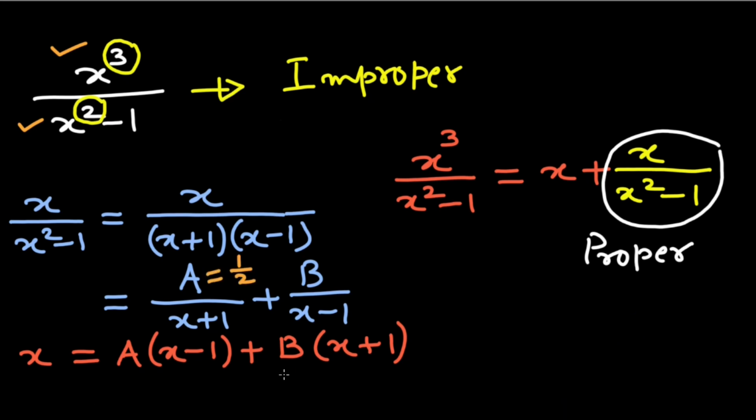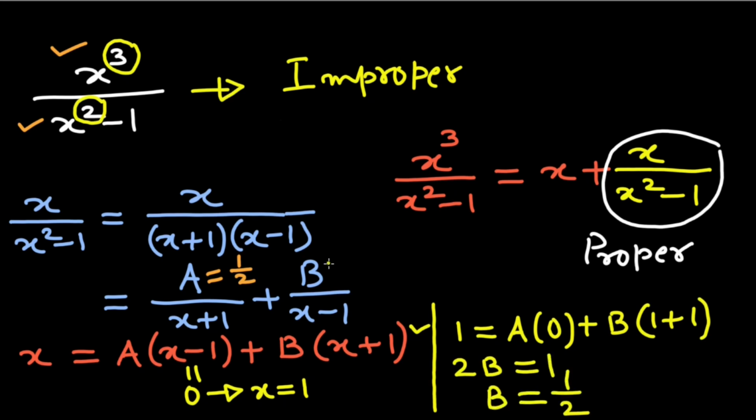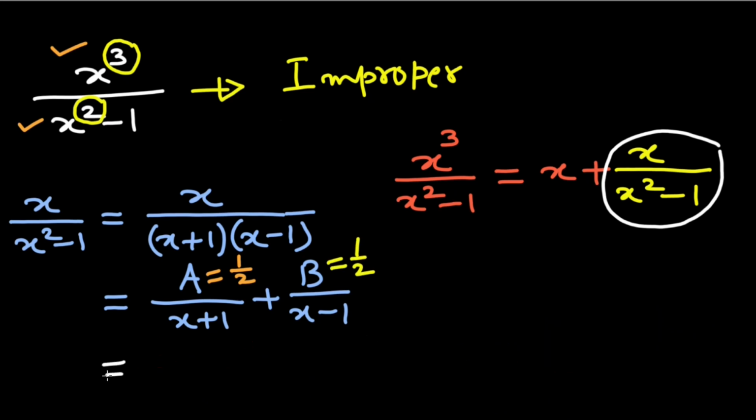To find the value of b, we will substitute x minus 1 equals 0. That gives us x equals 1. So we substitute x equals 1 in this equation and write 1 equals a multiplied by 0, because x minus 1 equals 0, plus b multiplied by 1 plus 1. So that gives us 2b equals 1, that is b equals 1 half. The value of b is 1 half. The partial fractions become half by x plus 1 plus half by x minus 1.